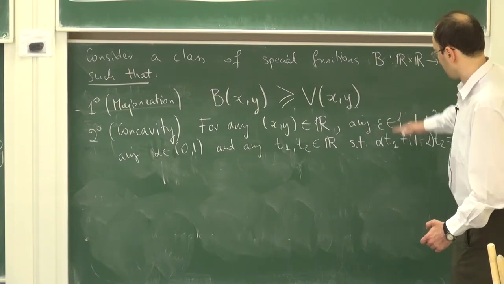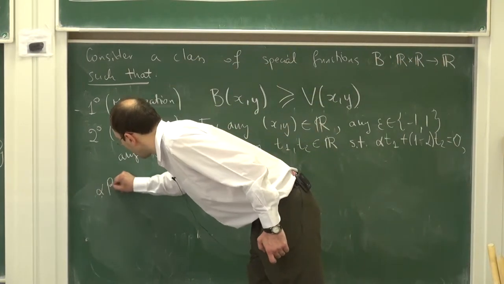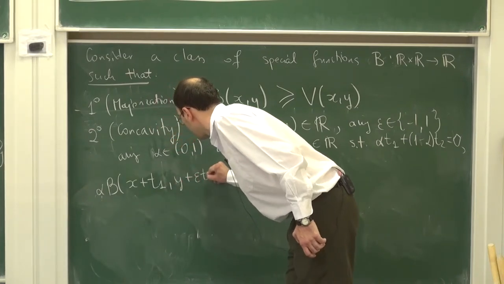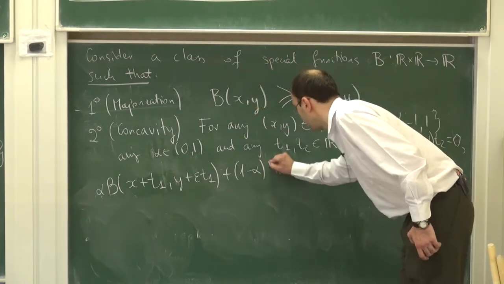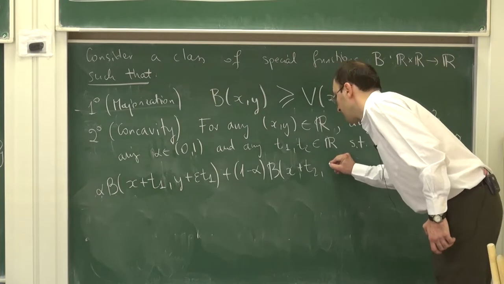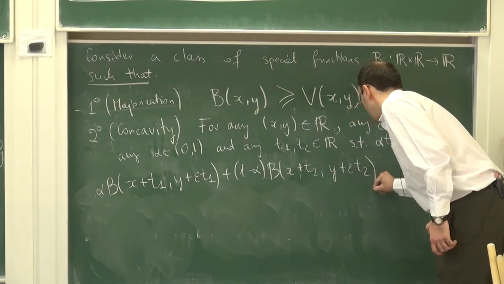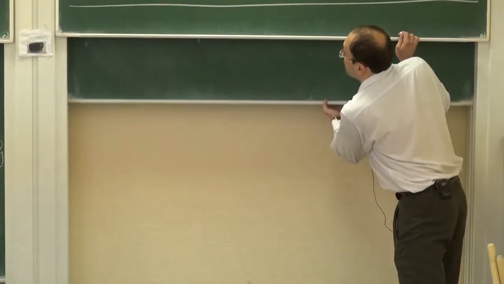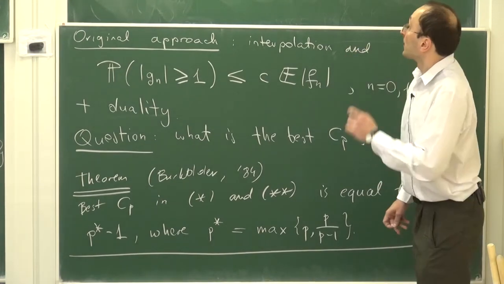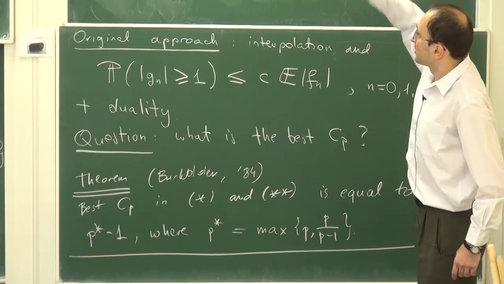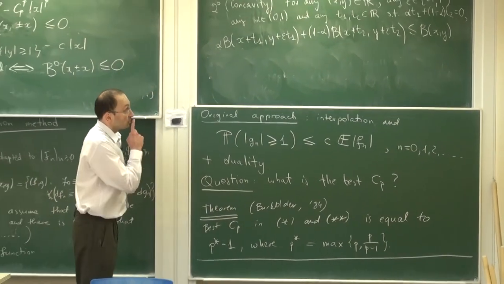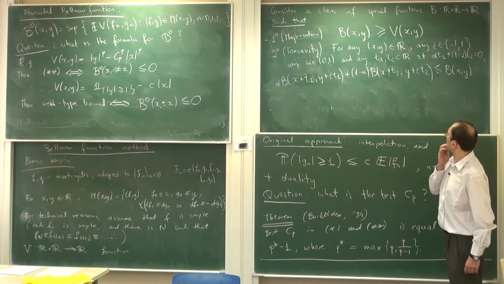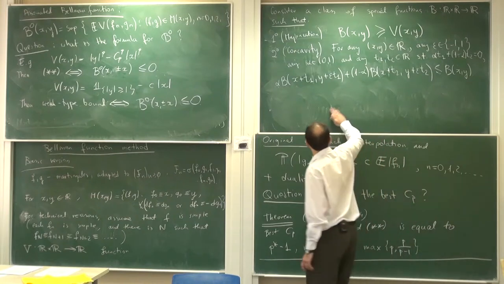For all such parameters, we have the following bound: alpha B(x plus t1, y plus epsilon t1) plus (1 minus alpha) B(x plus t2, y plus epsilon t2) does not exceed B(x, y). So we consider the class of all functions which satisfy this majorization and concavity properties. Before we proceed, let us comment on the second property, because it may look a little bit strange.